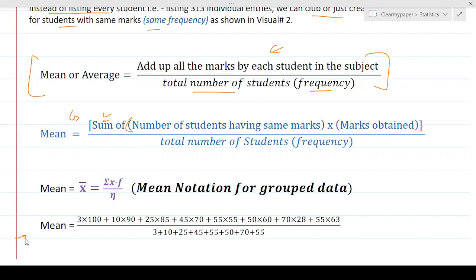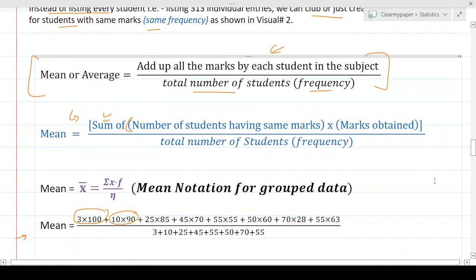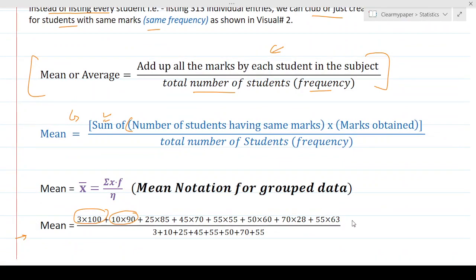And if you see here, I've put a detailed calculation on how it is done. So 3 into 100, 3 students have got 100 marks. 10 students have got 90 marks. So I'm going to multiply those things, each row, and then I'm going to add up all of them. And that's what it is done. That is the numerator part of that.